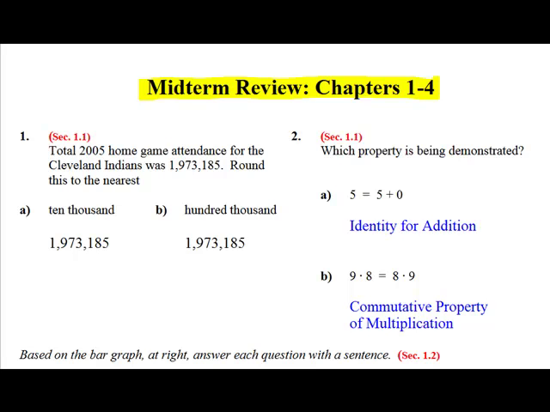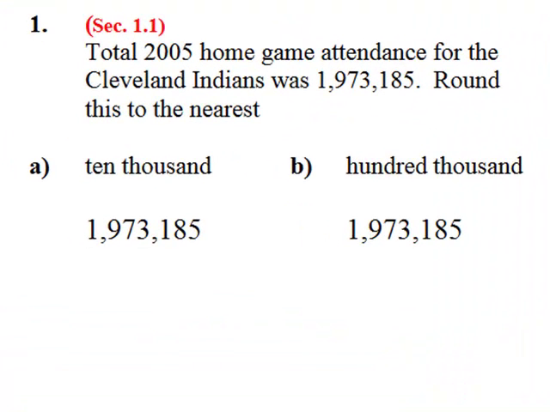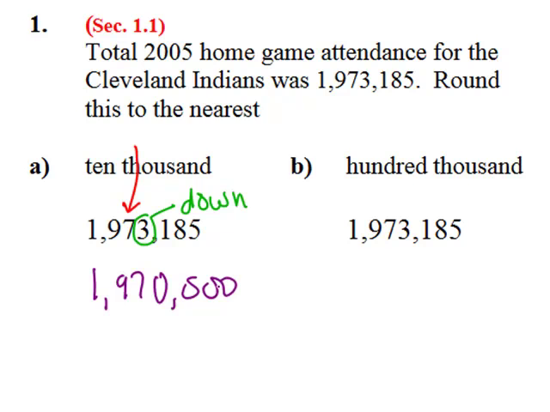Number 1 asks us to do some rounding of numbers. And we're going to round this large number to the nearest 10,000 in 1A. There's the 10,000s place. I'm going to circle the rounding digit. A 3 tells us to round down. And so that requires us to rewrite this as 197 followed by zeros the rest of the way. And the answer is 1,970,000.